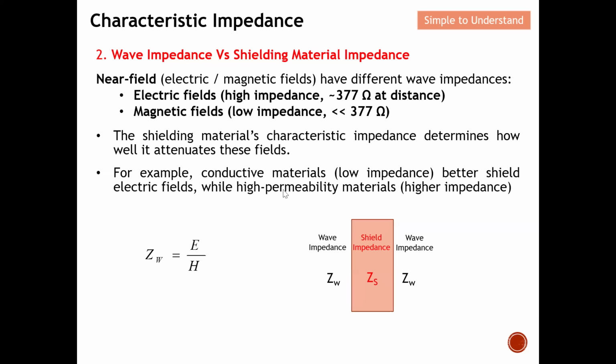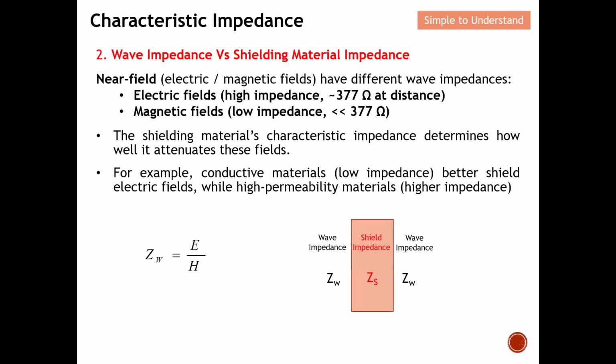While high permeability material has a higher impedance. This is the example here, and this is the equation here. In short, if you look at this diagram, a huge mismatch between wave impedance and the shield impedance will encourage more reflection, and hence less will be able to penetrate through the shield, which may be ideal for this case.